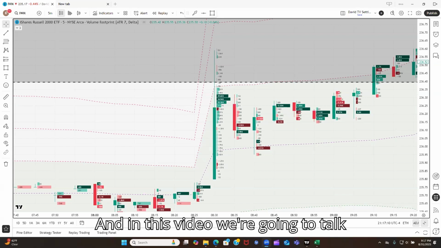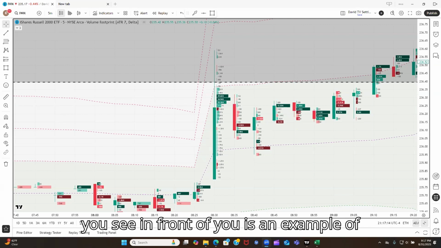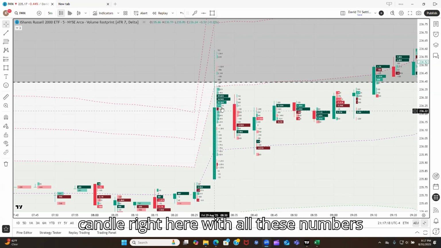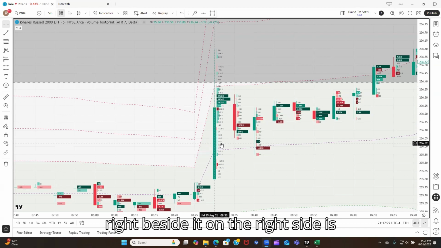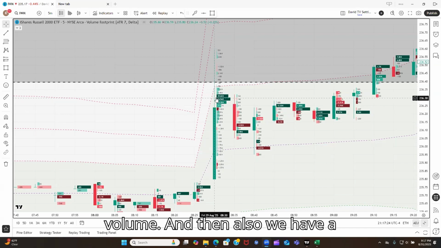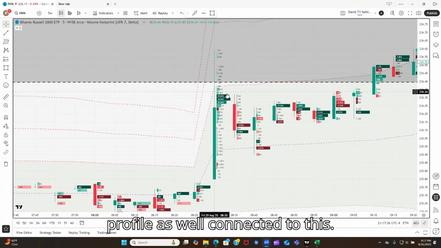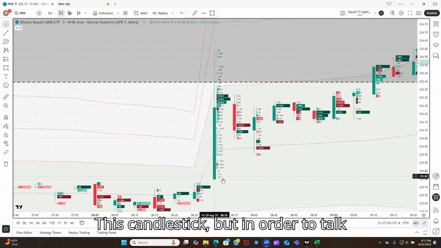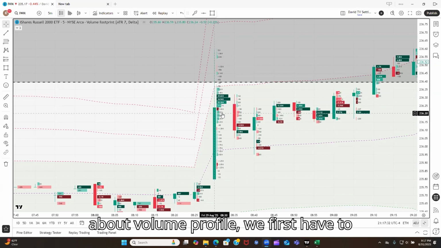And in this video, we're going to talk about volume footprint chart. What you see in front of you is an example of a volume footprint chart. This green candle right here with all of these numbers right beside it on the right side is volume. And then also we have a profile as well connected to this candlestick. But in order to talk about volume profile, we first have to talk about areas of interest.